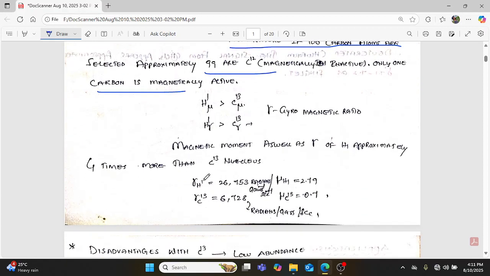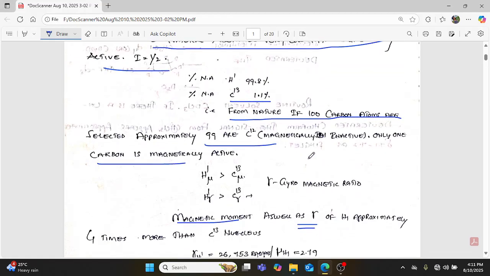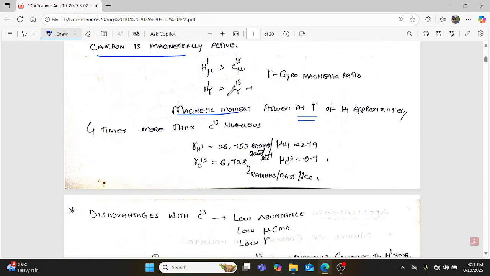Because of that reason, the magnetic moment as well as the gyromagnetic ratio of C13 is very low compared with the proton. In case of proton, 1H1 abundance is very high, 99.8 percent. In case of C13, it is the reverse. C12 is there, but no use because it is magnetically inactive, I value 0. So the magnetic moment and the gyromagnetic ratio of the proton are 4 times higher than C13. It is very important.